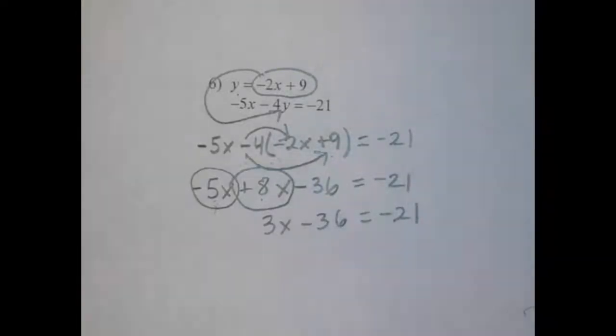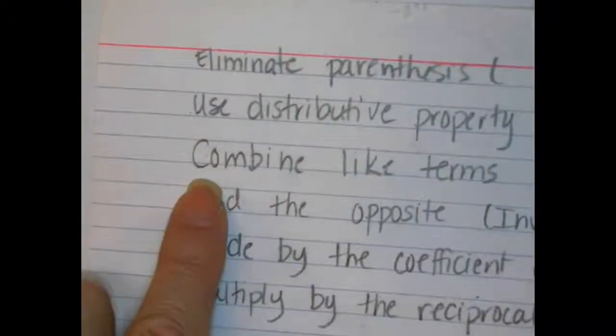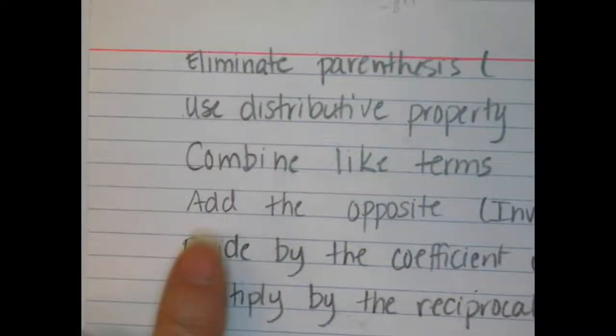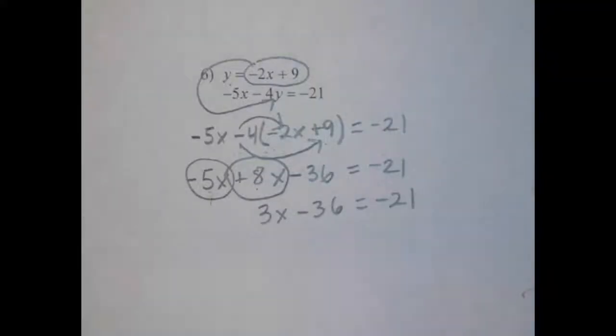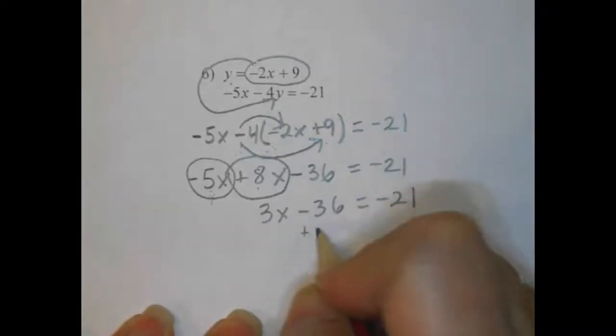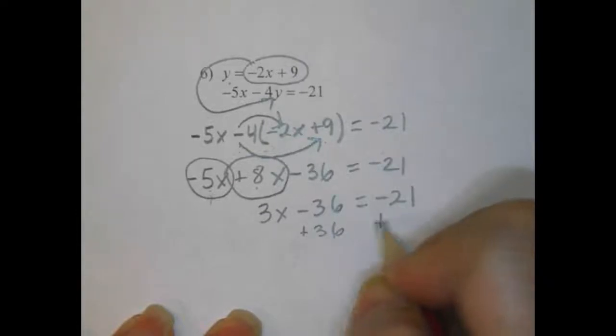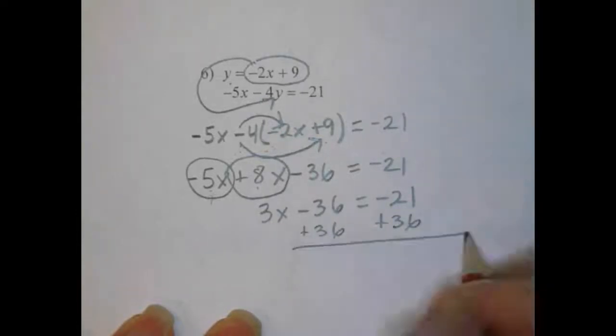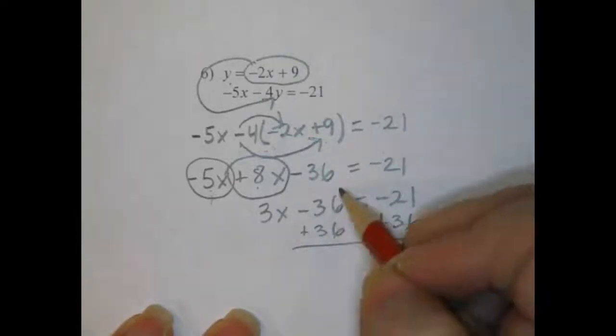Okay, so I combine my like terms. Can I add the opposite? What can I add? What's the opposite that I'm going to add here? I'm going to add 36 to both sides. That's going to give me a 0.